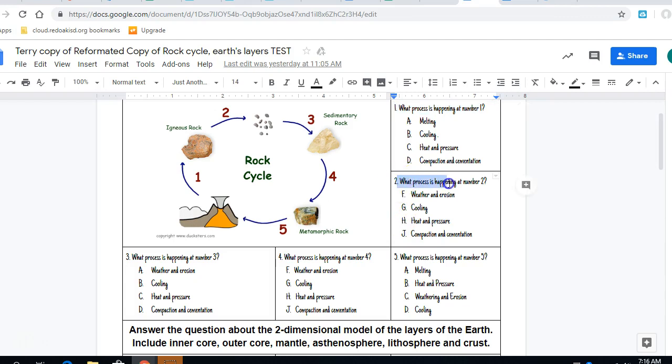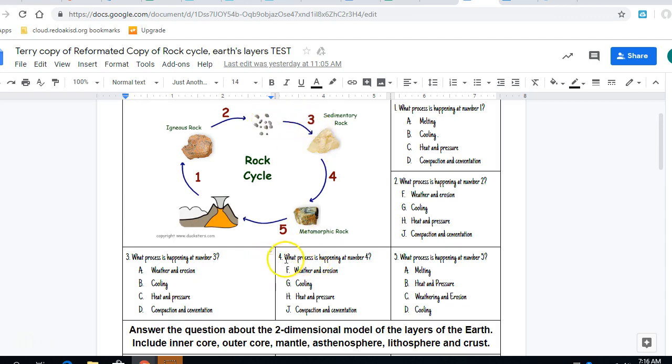Number 2, what process is happening at number 2? Is it weathering and erosion, cooling, heat and pressure, or compaction and cementation? What's going on here? Number 3, what process is happening at number 3? Is it weathering and erosion, cooling, heat and pressure, or compaction and cementation?